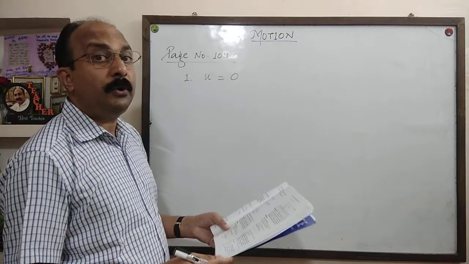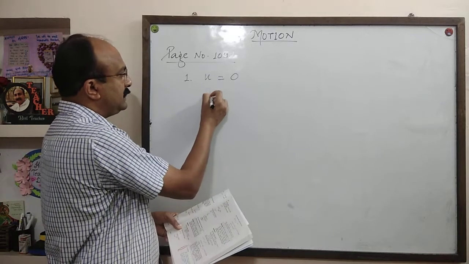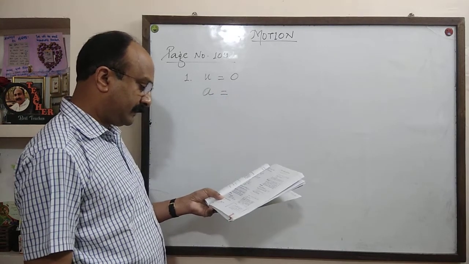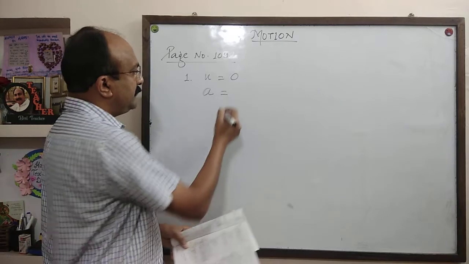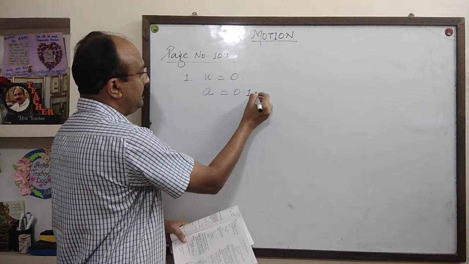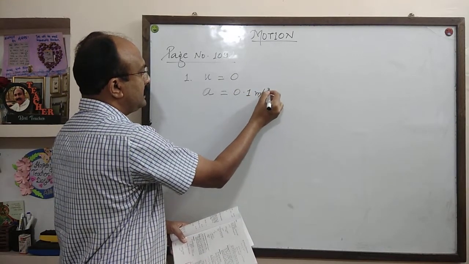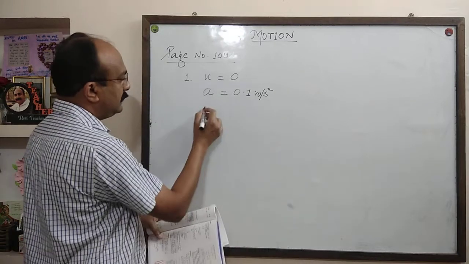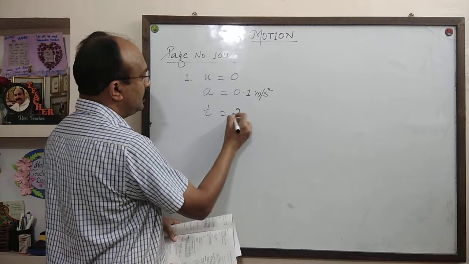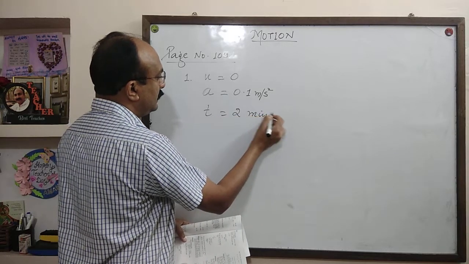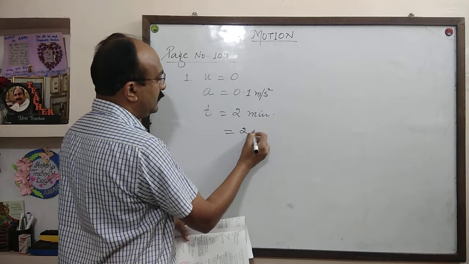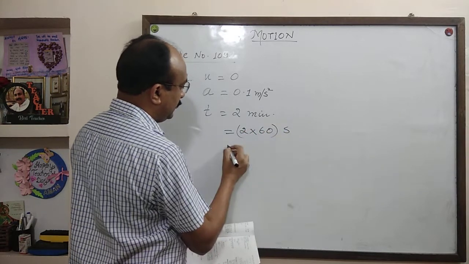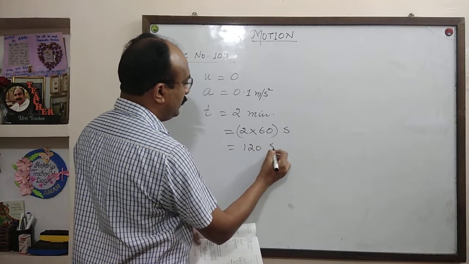Moves with a uniform acceleration. Uniform acceleration means a is equal to 0.1 meter per second square, for 2 minutes. Time t is equal to 2 minutes, but it must be in second. 2 into 60 seconds is equal to 120 seconds.